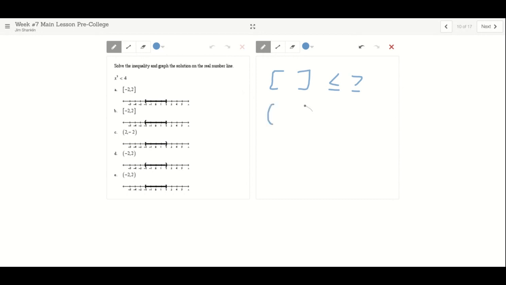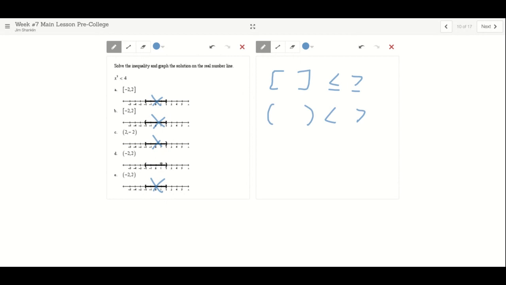And if you have rounded brackets, it's less than or greater than. Well, I know that this is a less than symbol, so that can't be a correct answer, because you can't have square brackets. I have a square bracket here, a round bracket. That can't be my answer. I have a square bracket, round bracket. That can't be my right answer. This one can't be my right answer. It has to be this one.